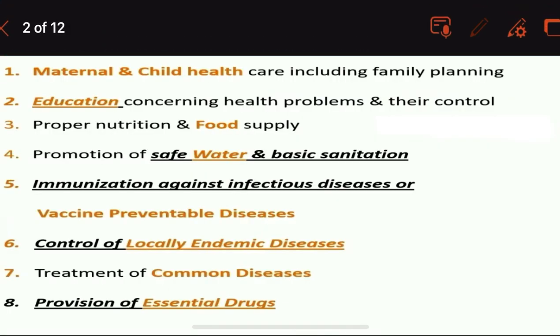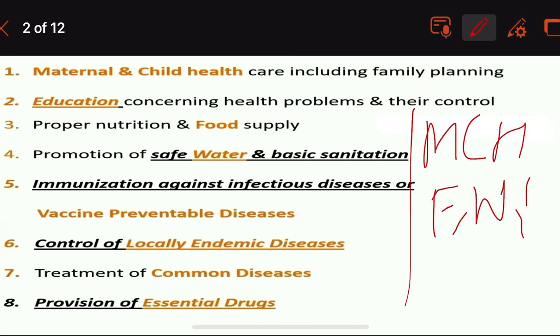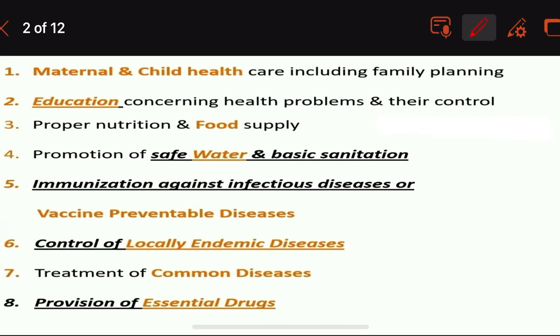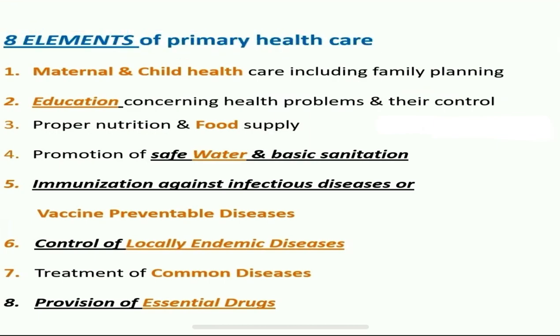So I want you to list it out. What did we see? MCH, food, water, education. This completes the 4 points. Next 4, immunization for the infectious diseases. Then we gave the control and prevention for the endemic diseases, followed by the treatment and provision of drugs. So we are very well versed with these 8 elements. Whenever an examiner asks, even in your theory, viva, or any MCQ question appears from this, we have many MCQs. The underlined parts in all our videos are MCQs. So any question arises, we are ready.